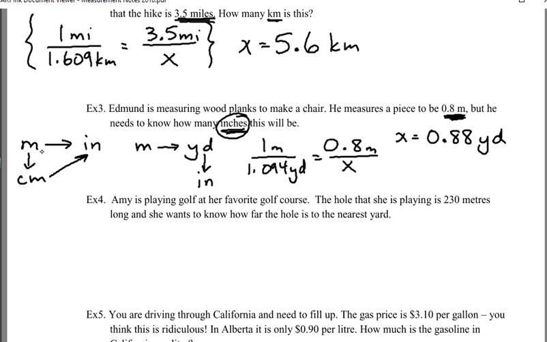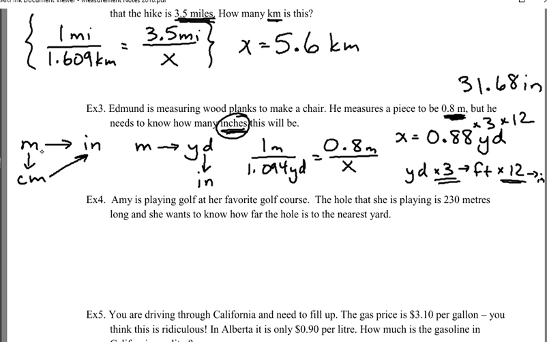But we want inches. So now we look at our conversion chart for Imperial. Yards to inches. Well, yard times 3 gets me to feet, times 12 gets me to inches. So I need to multiply times 3 times 12. So altogether, it works out to be 31.68 inches. There's inches. 2 steps.